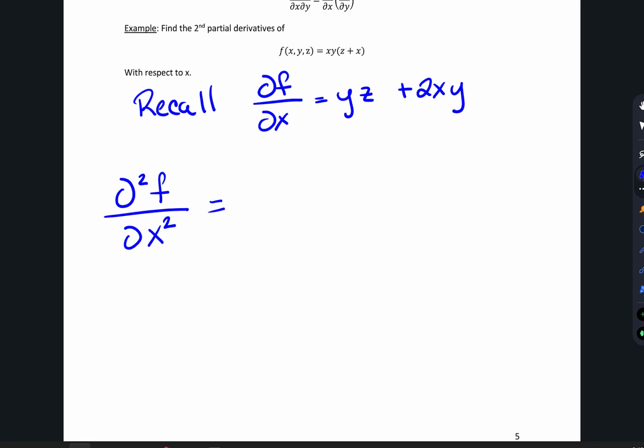Notice that the first term, yz, does not involve x, so it is just a constant, so the derivative of that first term is 0. Plus, in the second term, 2 and y are the constants, so this just becomes 2y, because the derivative of x with respect to x is just 1.